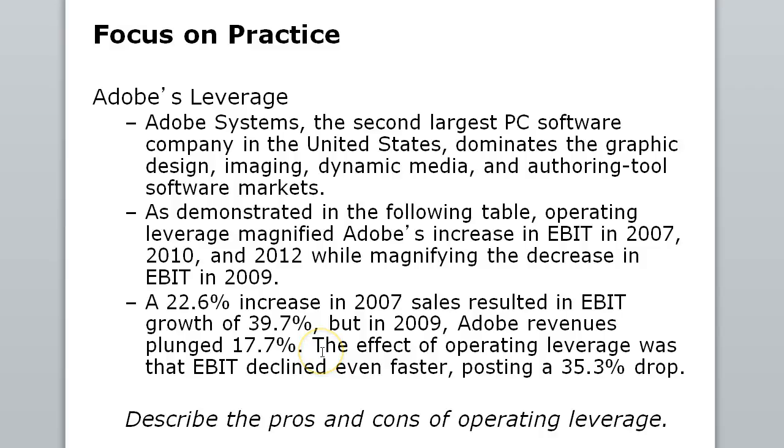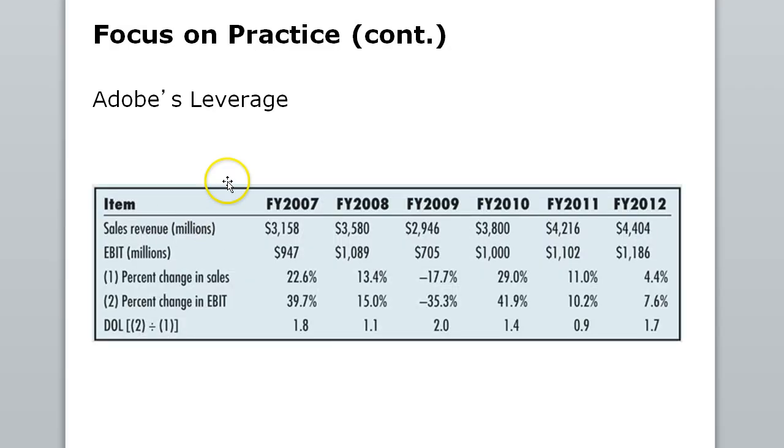Okay, so let's move on to the chart. This is basically just showing their leverage, so we could see their sales for each of the years and the EBIT for each of the years, and then we could calculate the percentage change in sales from year to year. So we can see in 2009 sales actually decreased by 17%, and then we can see the percent change in EBIT.